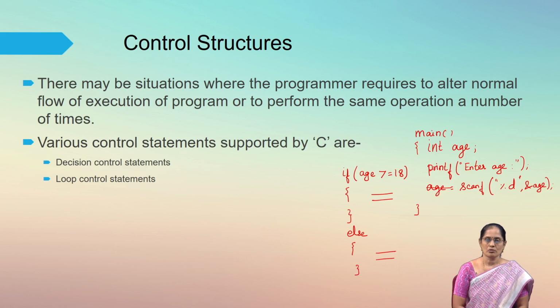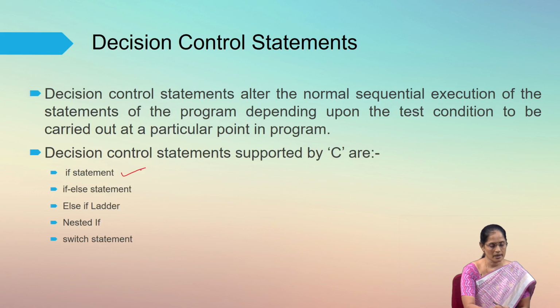So, there are various control statements which are used in C language for changing the flow of execution. One of them will be decision control statements, the other will be loop control statements. As we have already gone through the list of decision control statements, we have already learnt the if statement and the if else statement. So, in this lecture we will be focusing on learning about nested if and else if ladder. We will be learning about else if ladder and nested if statements in this lecture.